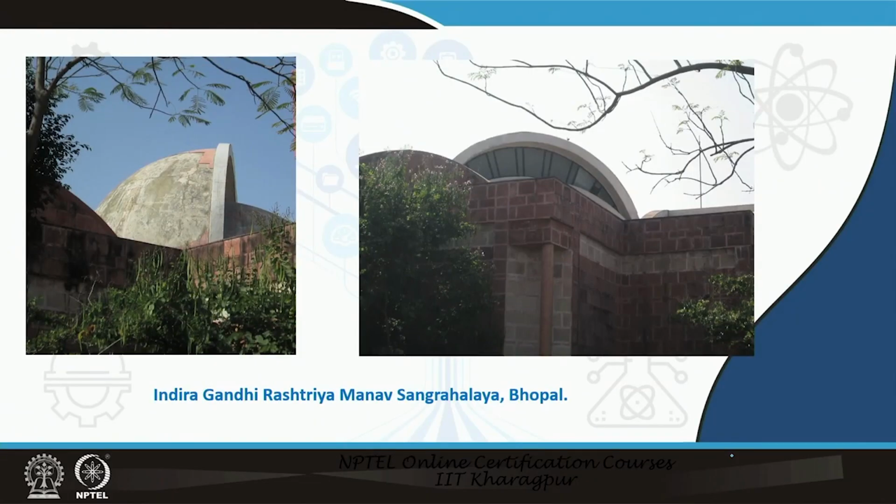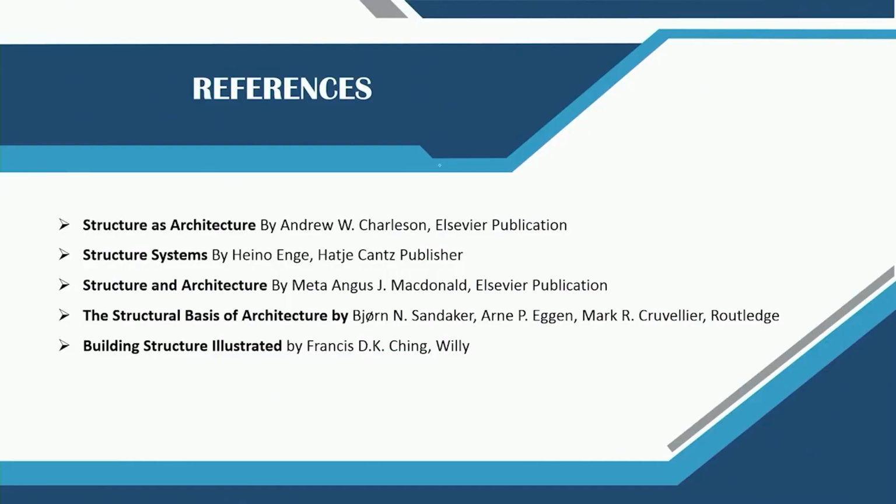So, this is the Indira Gandhi Rashtriya Manav Sangrahalaya in Bhopal, where we can have those kinds of cut domes, the half cut domes also, and this is another kind of dome, very interesting, and it will allow the daylight to come inside this particular museum, which is a wonderful museum, and the structural arrangement is also very wonderful. And those are some of the case studies. I think this is the last case study that we have discussed.